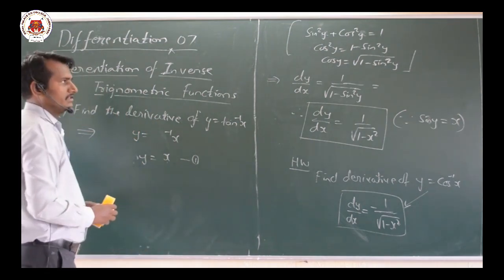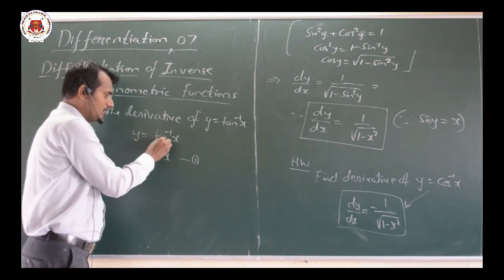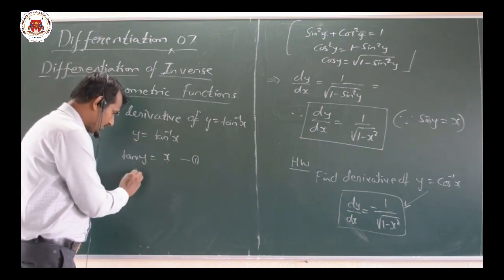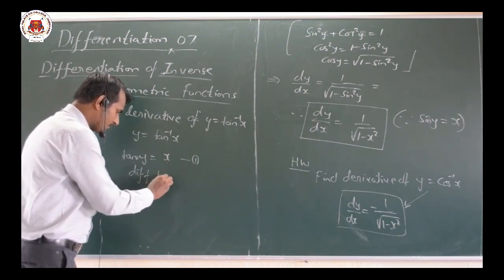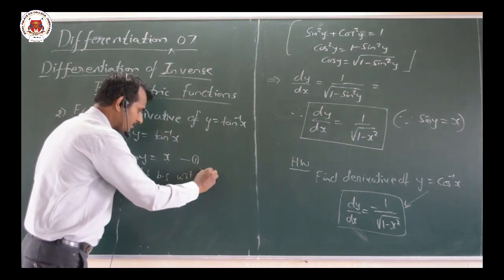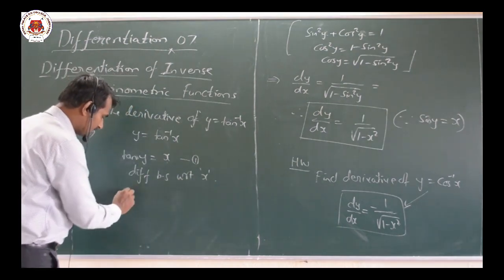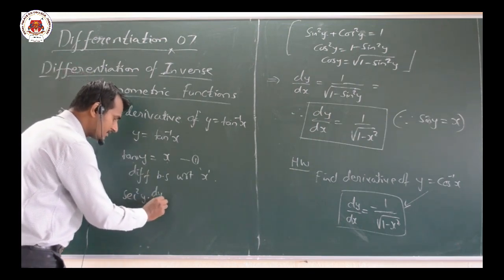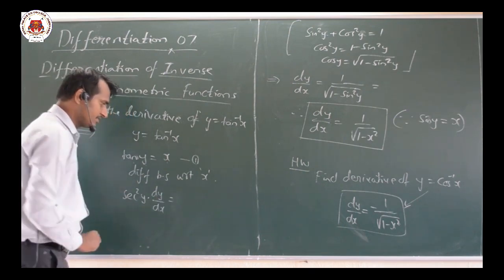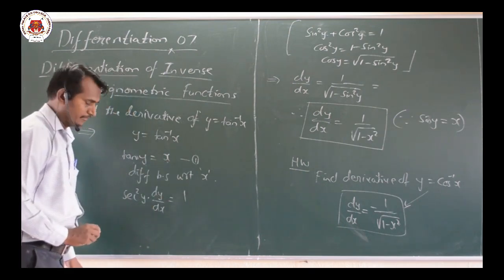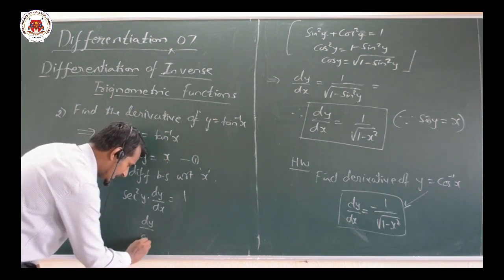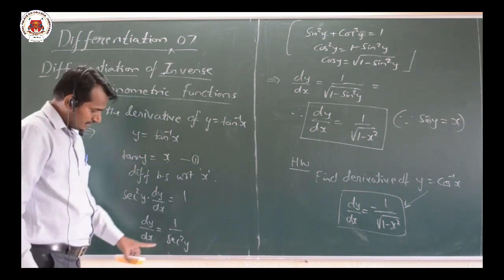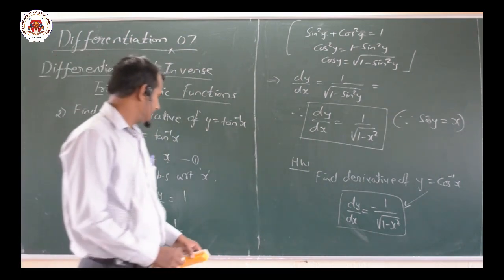Same as before. First of all I will take y is equal to tan inverse of x, that implies tan y equal to x. Differentiating both sides with respect to x, tan y differentiation is secant square y. Further, differentiation of y becomes dy by dx, which is equal to the differentiation of x, which is 1. Now dy by dx is equal to 1 divided by secant square y. Now same as before, we require to find the formula.